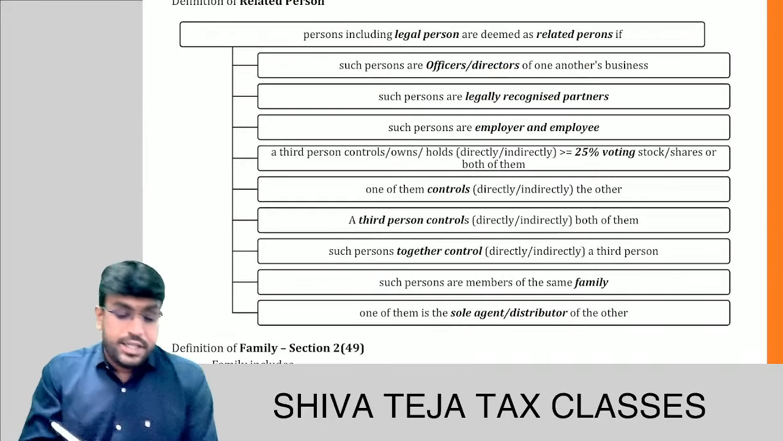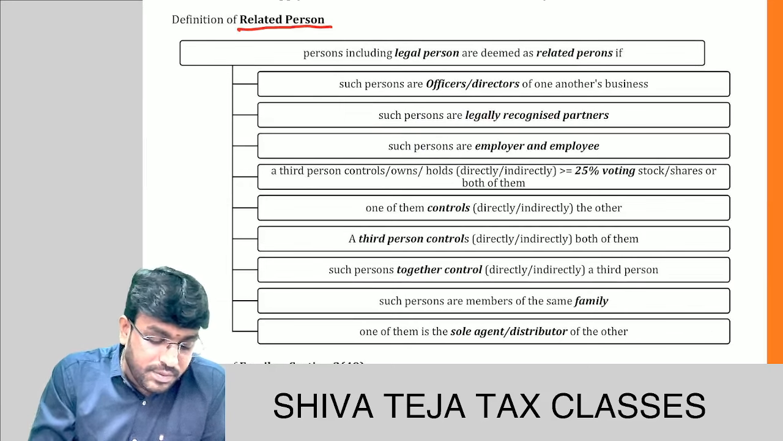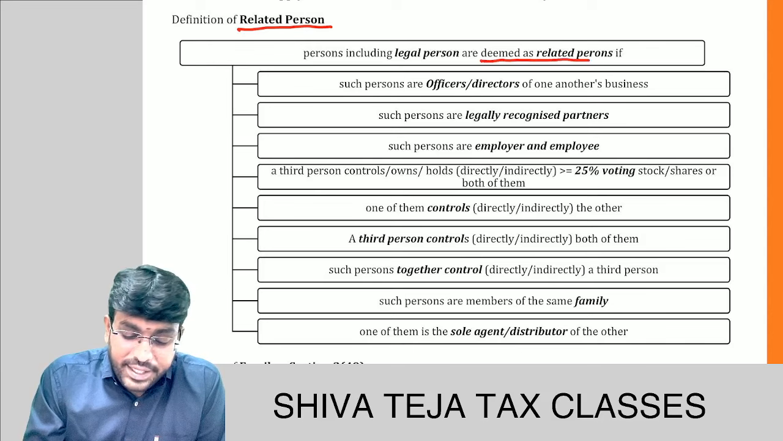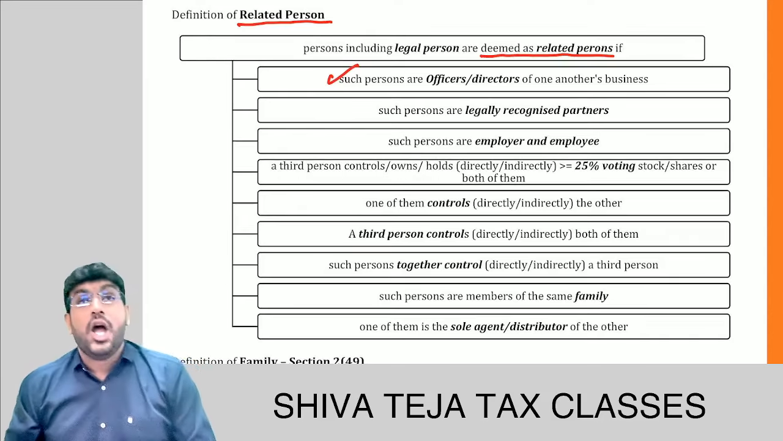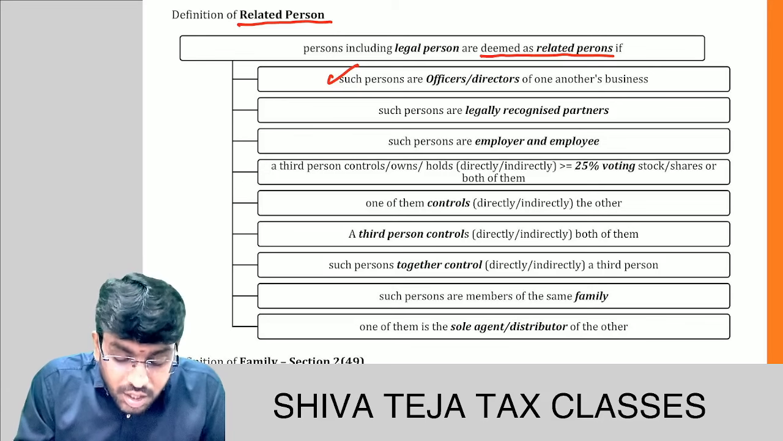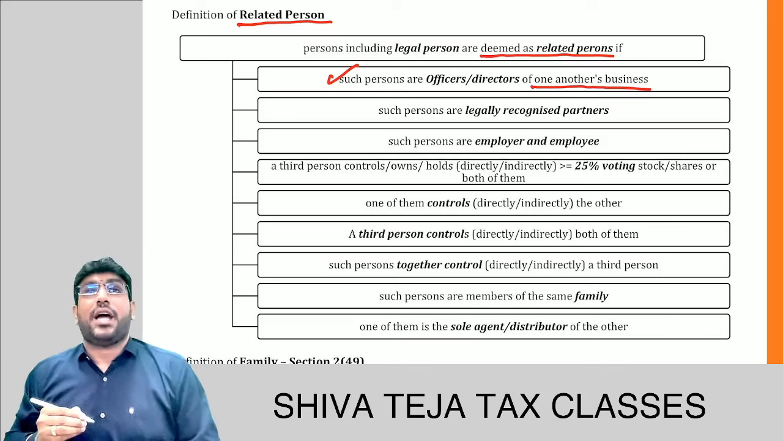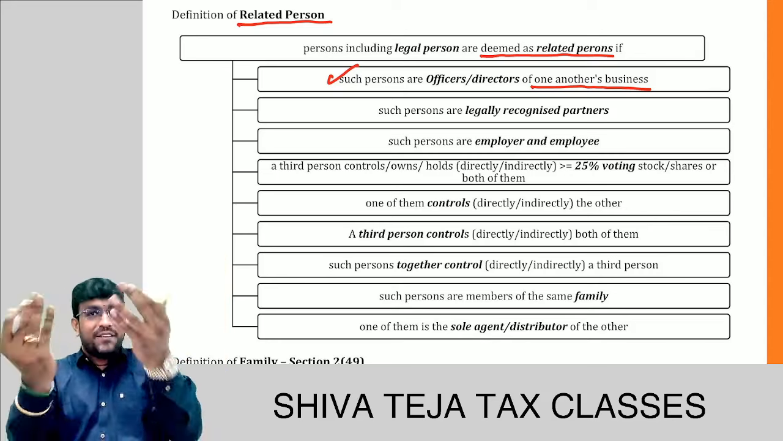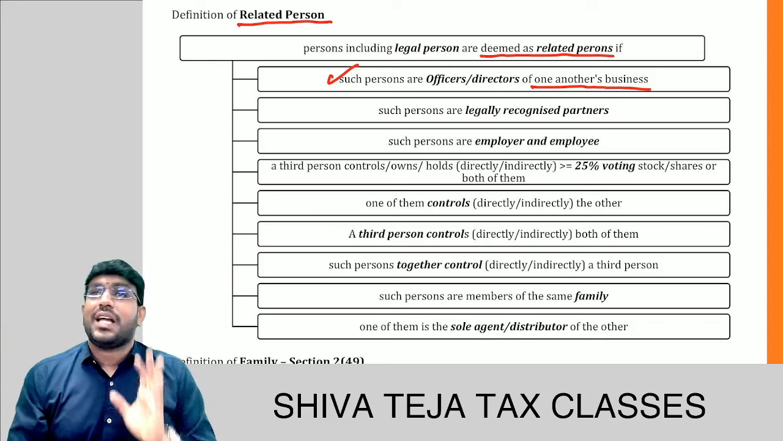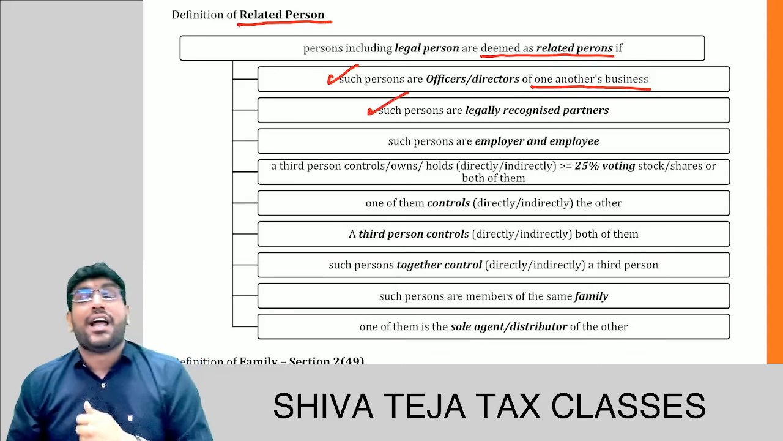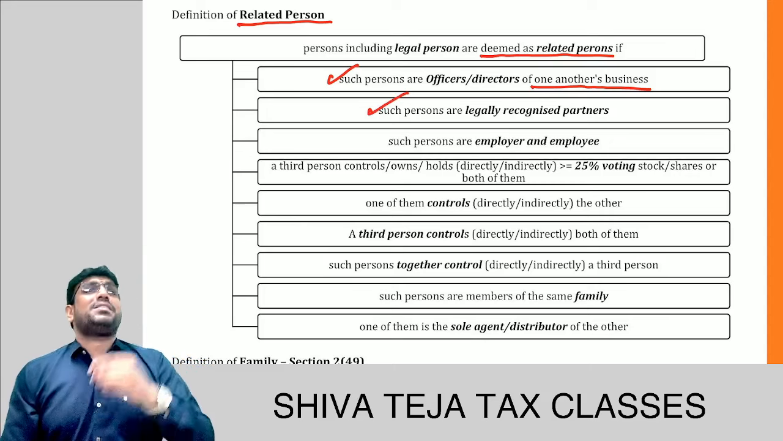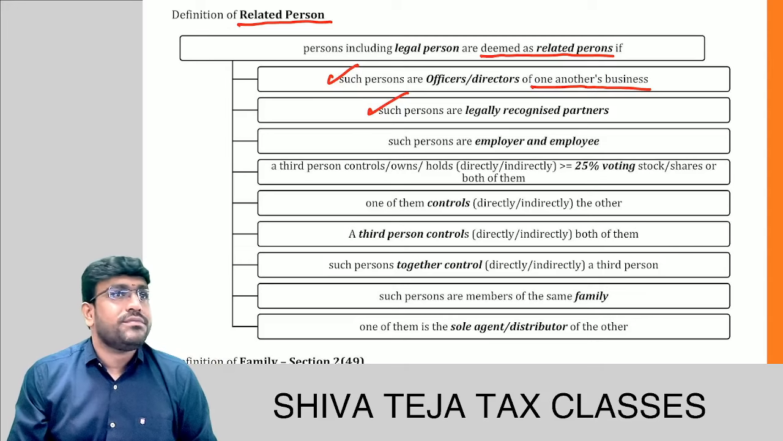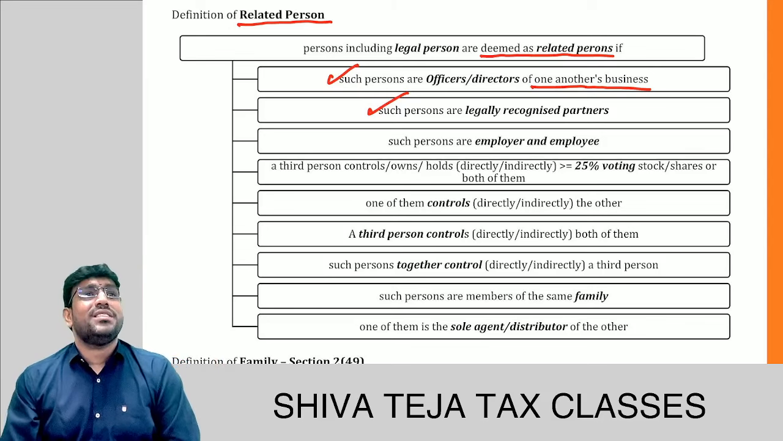See here. Definition of related persons. Able to see that? First point. Persons are deemed as related persons if, number one, such persons are officers or directors of one another's business. That means I am director in your business, you are director in my business. Then we both are related persons. Understand first point? Second point. Such persons are legally recognized partners. That means in partnership firm, there are 4 partners. The 4 partners are regarded as related persons as per GST law. Is understood or not? Tell, sir? Yes, sir. Everyone? Yes, sir.